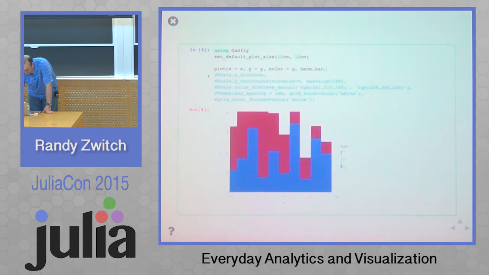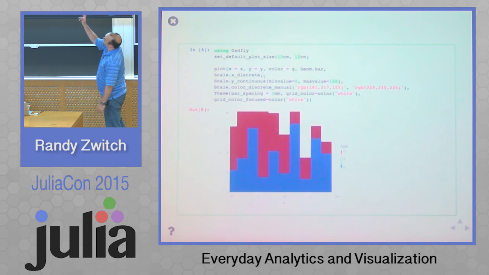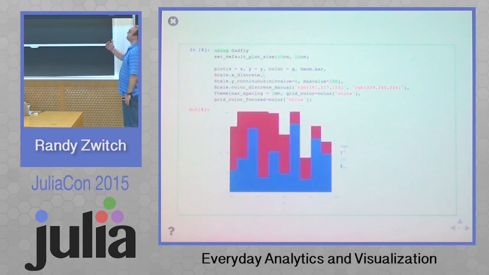And once we start doing that, then it quickly becomes cognitive overload. So if I want to make the x-axis discrete, now I have to remember that it's in the scale portion of the package. Okay, that's not too bad.